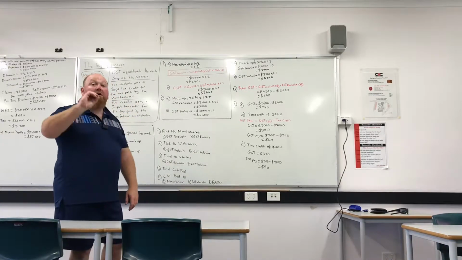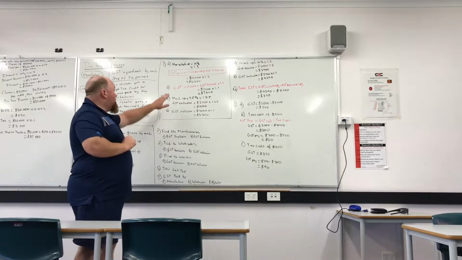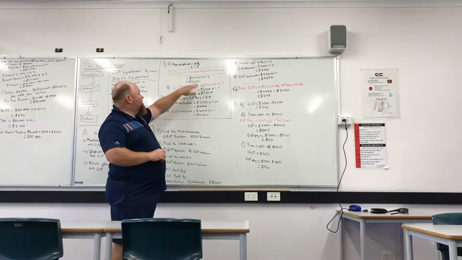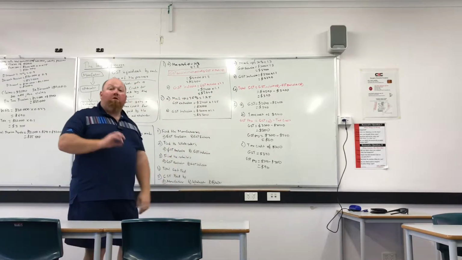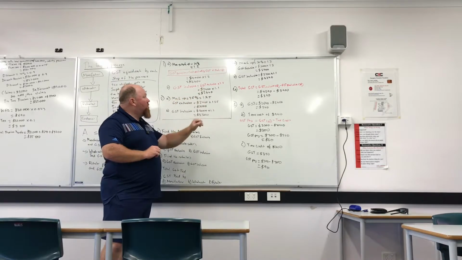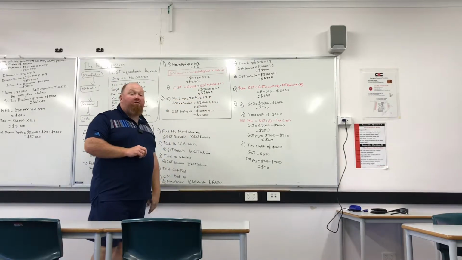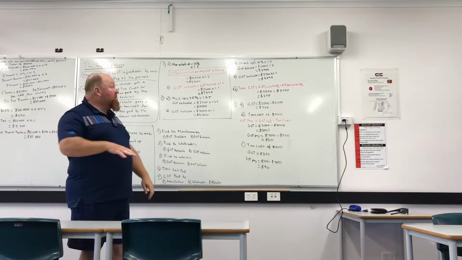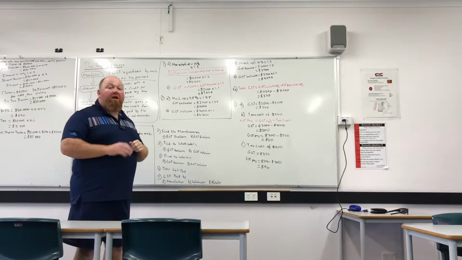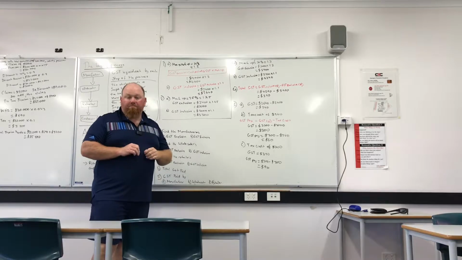GST exclusive, excluding GST. The GST inclusive, including GST price, is just your GST exclusive times 1.1. Always 1.1 because GST is always 10%. So 2,400 times 1.1, making $2,640. This here is the price that the wholesaler will now buy the scooter for.